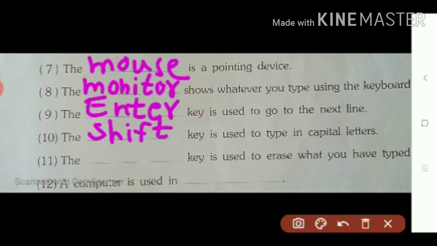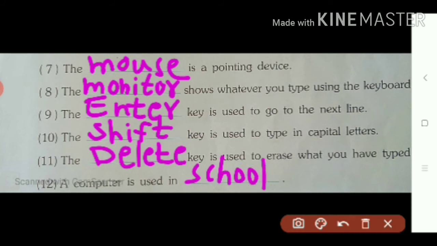Shift. SHIFT, shift. 11th, the dash key is used to erase what you have typed. For erasing, which key is given here in the bracket? Delete key. Then last one, a computer is used where? Used in schools. SCHOOLS, schools.